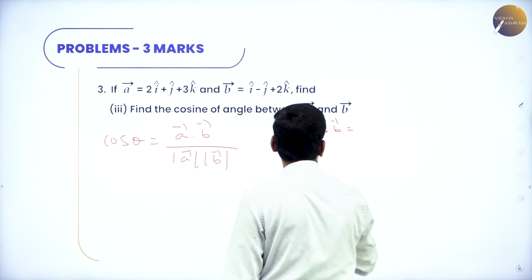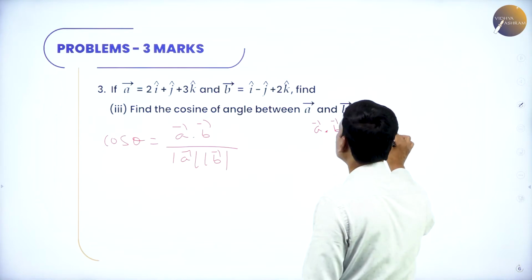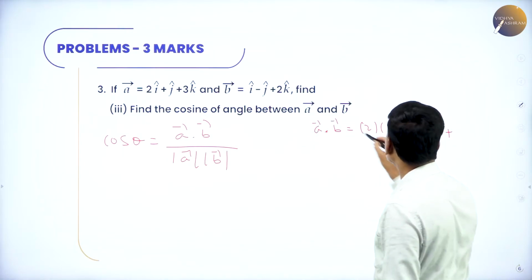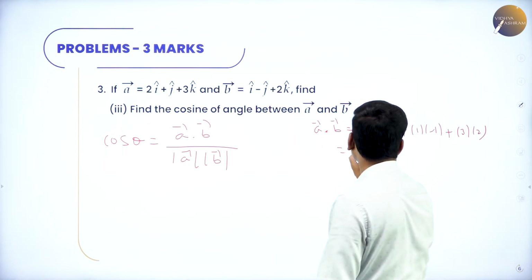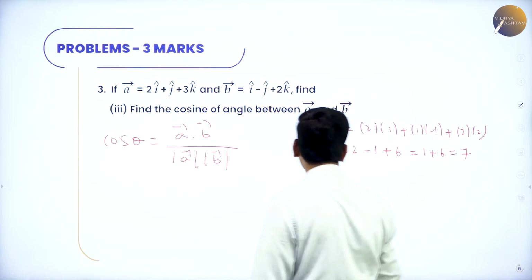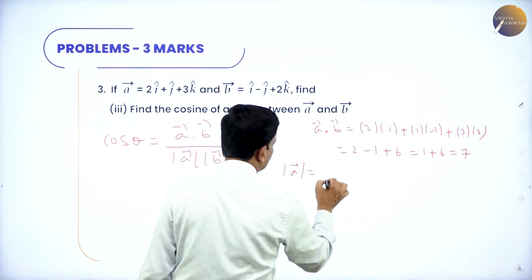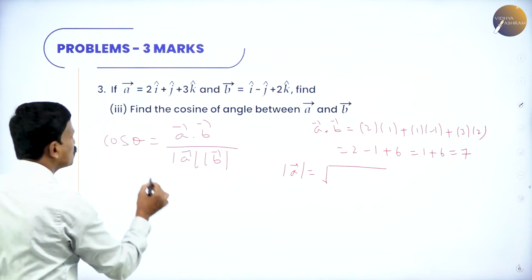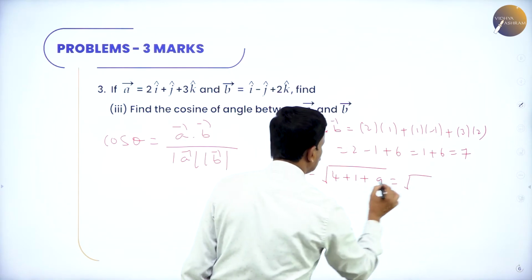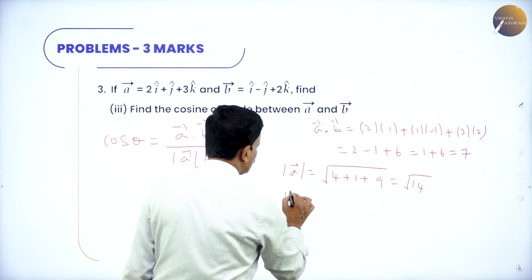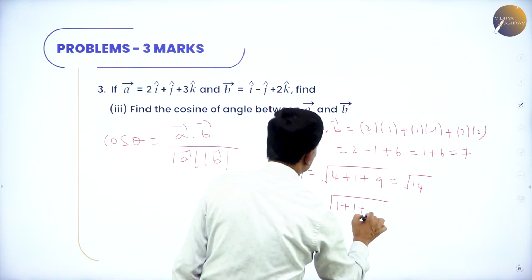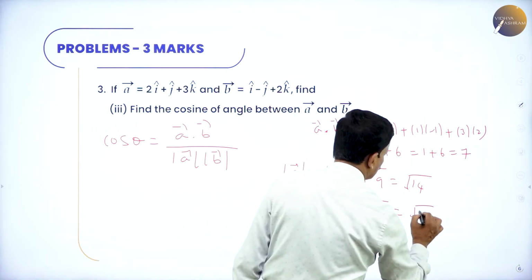A dot B is the dot product of these two vectors, which is 2 into 1 plus 1 into minus 1 plus 3 into 2. This is equal to 2 minus 1 plus 6. This is equal to 1 plus 6, which is 7. A dot B is 7. Now what is the magnitude of A? The magnitude of A is equal to the square root of 2 square is 4, plus 1 square is 1, plus 3 square is 9. This is equal to root 14. And the magnitude of vector B is equal to the root of the second vector: 1 square is 1, plus 1 square is 1, plus 2 square is 4. This is equal to root 6.